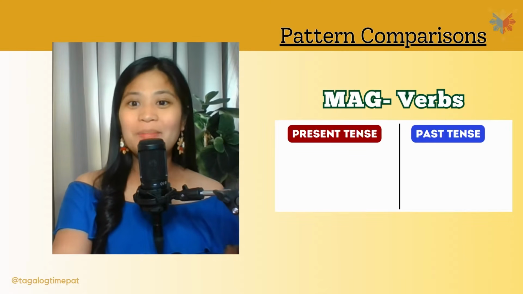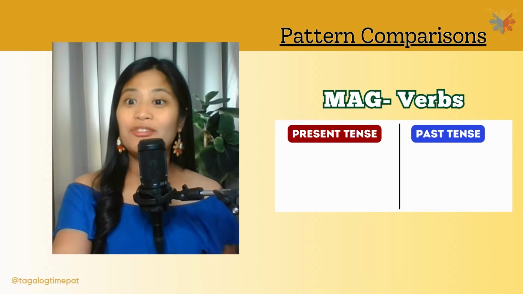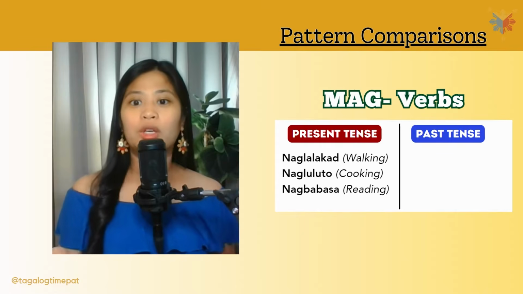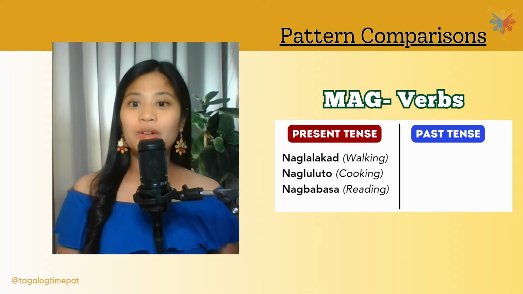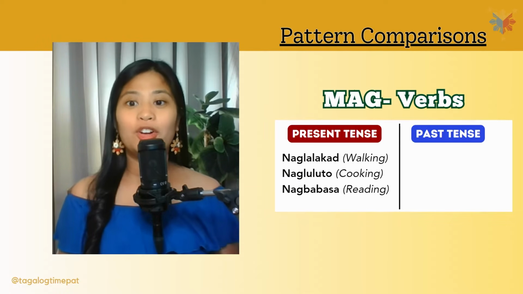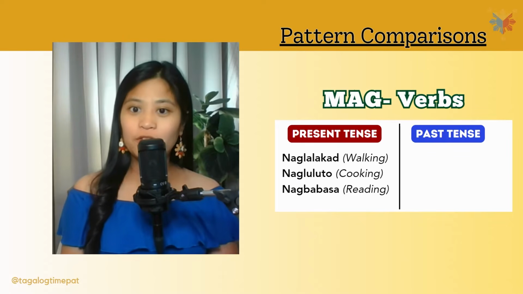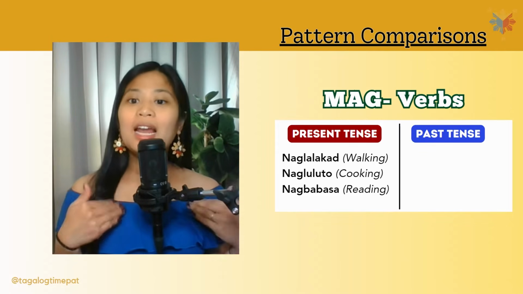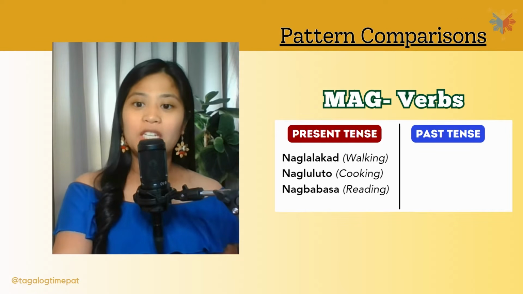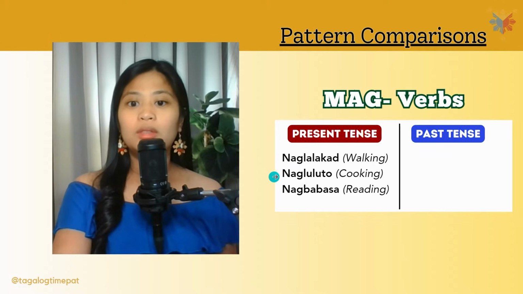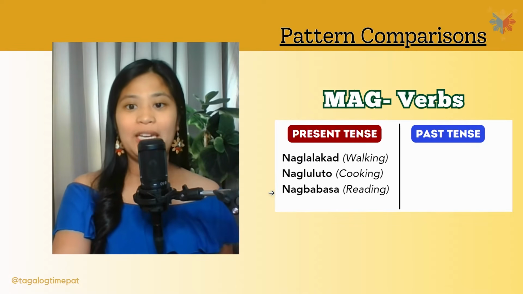Speaking of, let's go ahead and just compare the present tense to the past tense conjugation of mag verbs. So in the present tense, we learned naglalakad is walking. If you recall, the present tense conjugation of mag verbs is nag plus the repeated first syllable plus the root. Naglalakad ako, I am walking. The present tense conjugation of to cook is nagluluto. Nagluluto ako, I am cooking. Then in the present tense, magbasa is nagbabasa. That means reading. Nagbabasa ako, I am reading.